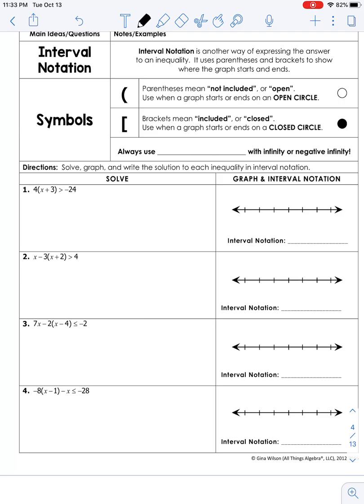All right, so now the line below it, it says always use blank with infinity or negative infinity. Okay, always use parentheses. All right, that's what you're going to use. Always use parentheses.